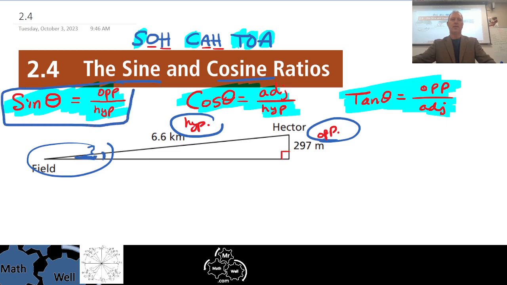Now it's not sin, it's sine. It is abbreviated sin, which is the word sin, but it is sine. So we're not going to say sin theta, we're not going to say cos theta, we're going to say sine theta and cosine theta. This is the convention in math, so if you say cos theta, it'll sound like you don't know what you're talking about.